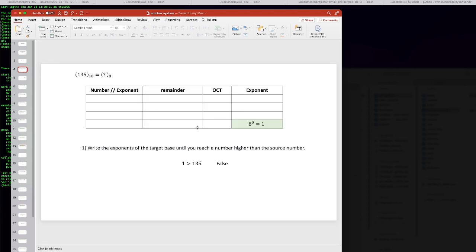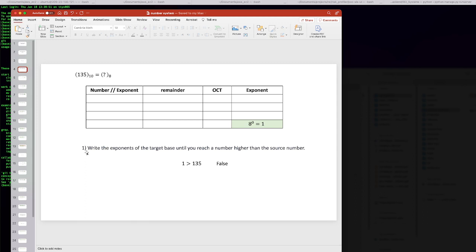For calculating that, first we need to draw this table, which has 4 columns. The first column is the number divided by the exponent. The second column is the remainder of this division. Third column holds the digits in the octal system. And the fourth column is the different exponent of the target base, which here is 8.